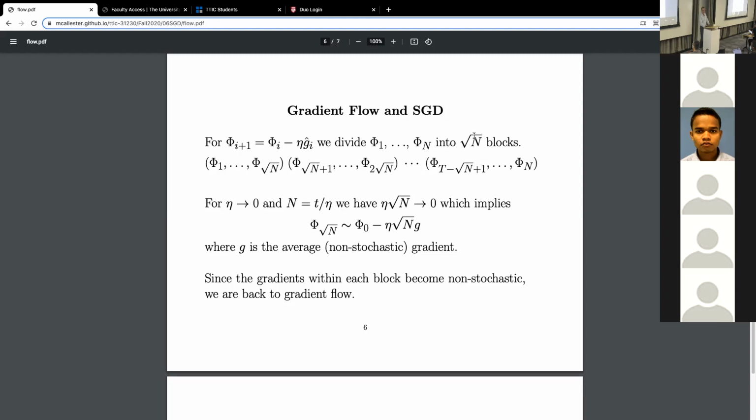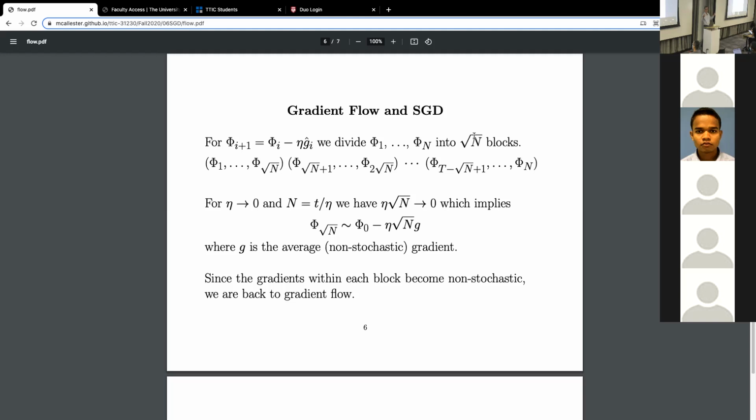So what's happening is that the size of each block is going to infinity, right? Because n is going to infinity as delta t goes to 0. Each block is going to infinity, and the number of blocks is also going to infinity, right? So as each block goes to infinity, the update over that block is going to 0, right? Because it's a vanishingly small fraction of time.